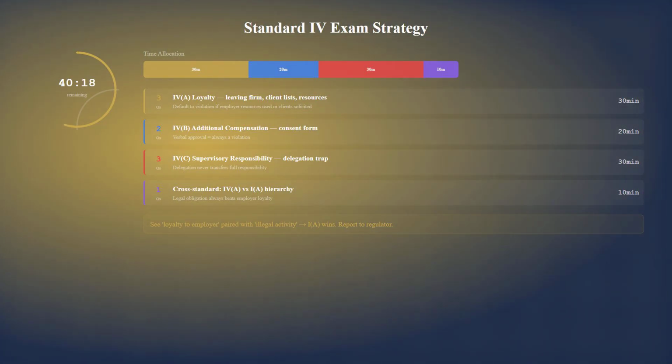Pattern 3: any question about public information in a client list context, the correct answer is violation. The aggregated list is proprietary regardless of the individual data elements. Pattern 4: any question pairing employer loyalty with illegal employer activity, the correct answer uses the I-A carve-out. Loyalty yields to law, every time. If this standard appeared on your exam tomorrow, you would get it right.